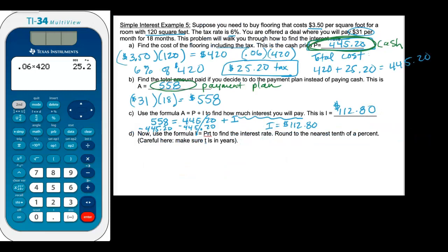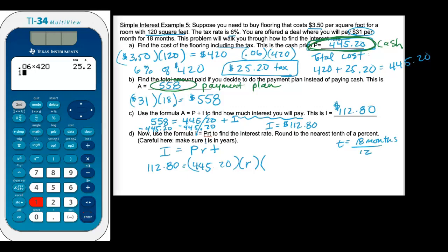I'm just going to scroll up here so I have a little bit more room. I'm going to use the I equals PRT formula. So I equals PRT. I'm going to take my interest, $112.80, equals my principal, $445.20, times the rate. That's what I'm trying to find. T is in years. So T right now, we're going to take 18 months and divide that by 12. We always take the months divided by 12 to get the years. And then we get T equals 1.5.